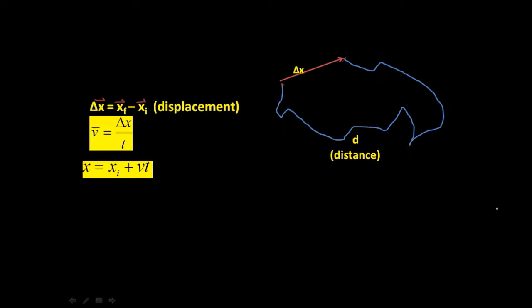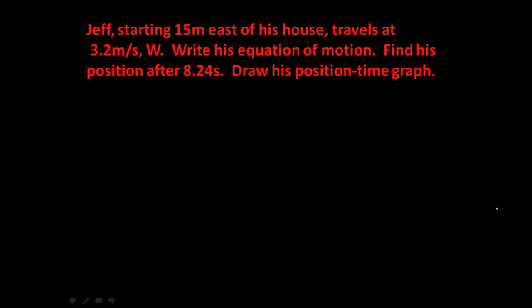Now, no new concepts there. Everything's the same as it was before, but we are going to do a new problem. So let's take a look. Jeff, starting 15 meters east of his house, travels at 3.2 meters per second west. Write his equation of motion, find his position after 8.24 seconds, draw his position time graph, and then have a burger with Jeff. Okay, maybe not that last part.